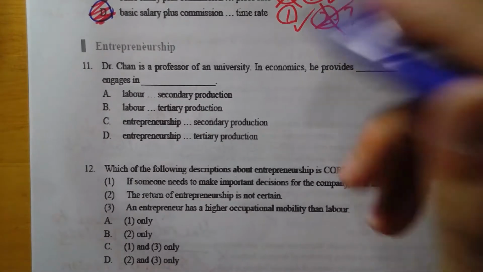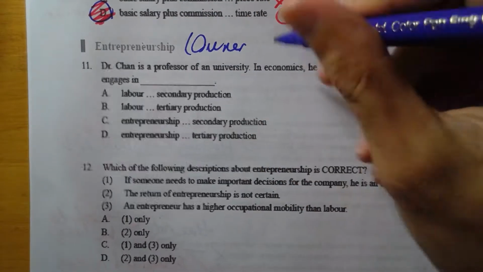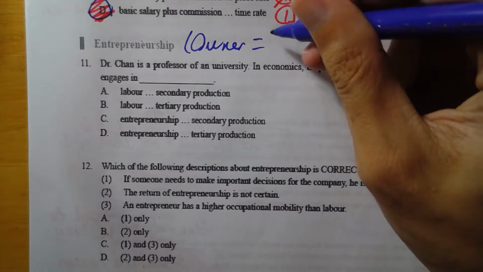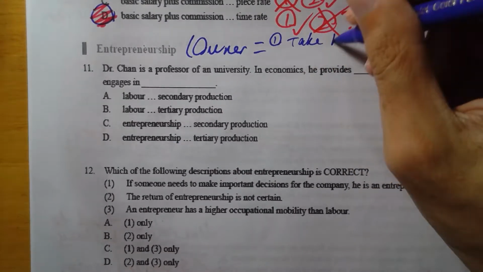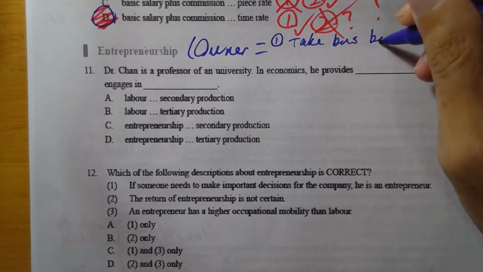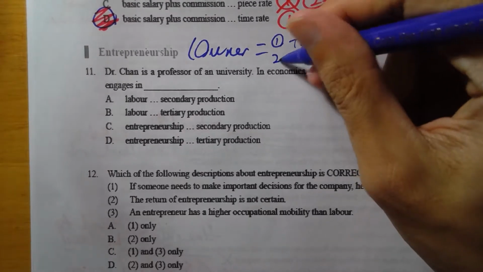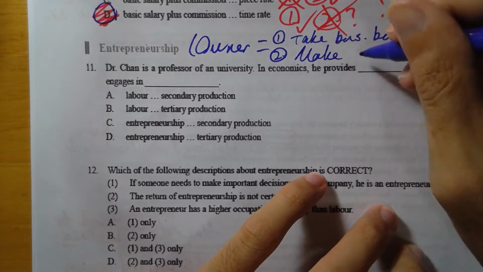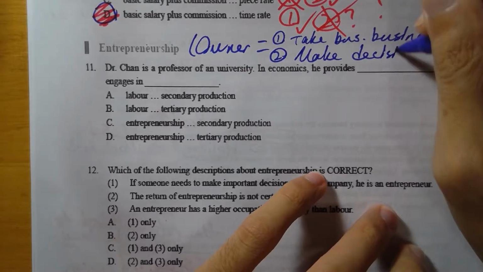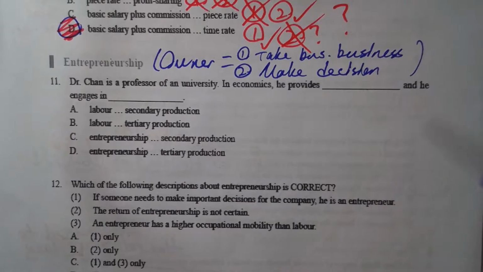Entrepreneurship. Entrepreneurship 記唔記得咩意思啊？ This guy is the owner of the business. Two functions, right? First function, they need to take business risk. 係咪啊？佢要幫手啦，take a business risk 啊。Now, second, they need to make decisions, right? 係咪啊？佢要做決定啦，make decisions.